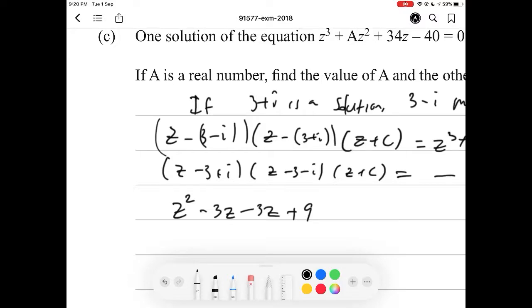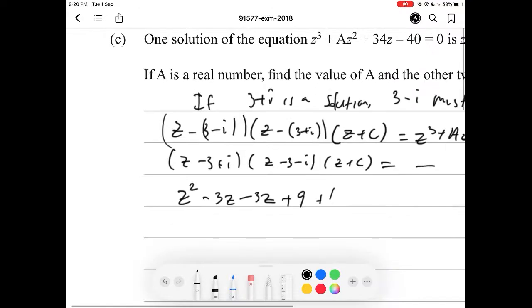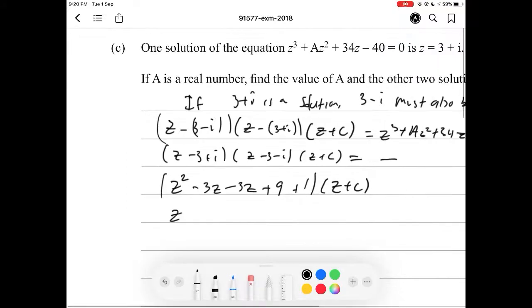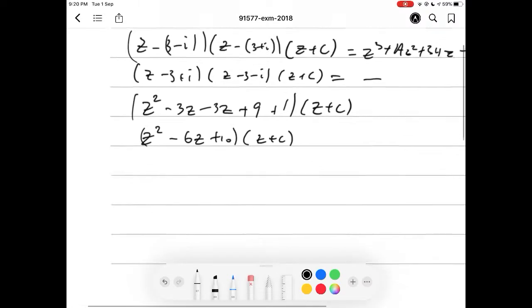I times negative 3 is negative 3i. We can also forget about it. So i times negative i is negative i squared, which is plus 1. And then we need to multiply by z plus c. So if we simplify this, we get z squared minus 6z plus 10 multiplied by z plus c. And now we're going to expand this.